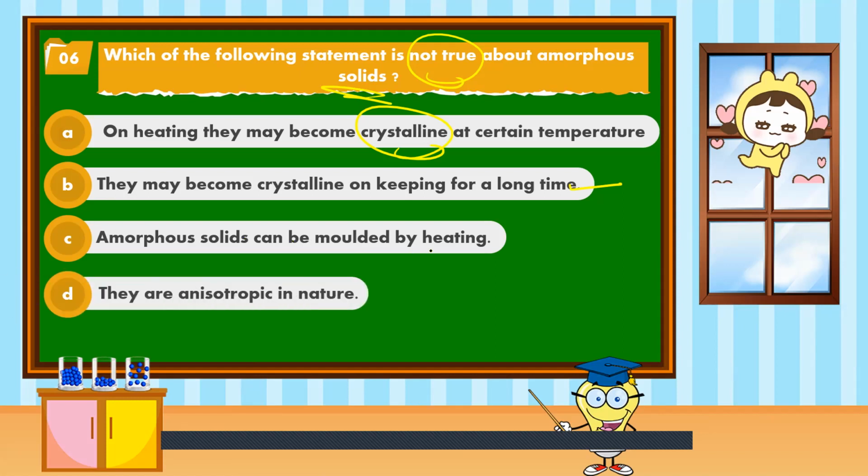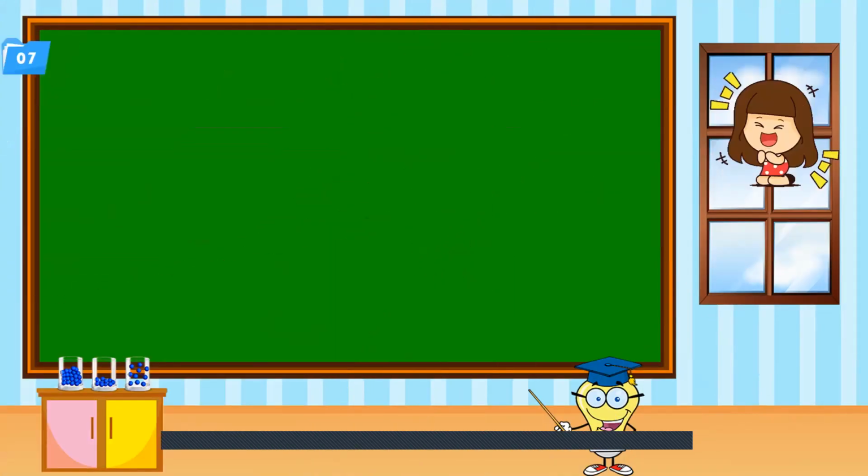Amorphous solids can be molded by heating, correct? And their anisotropic, no, just now I told you amorphous solids are isotropic in nature. Isotropic means they have similar properties in all directions. Now see the next question.